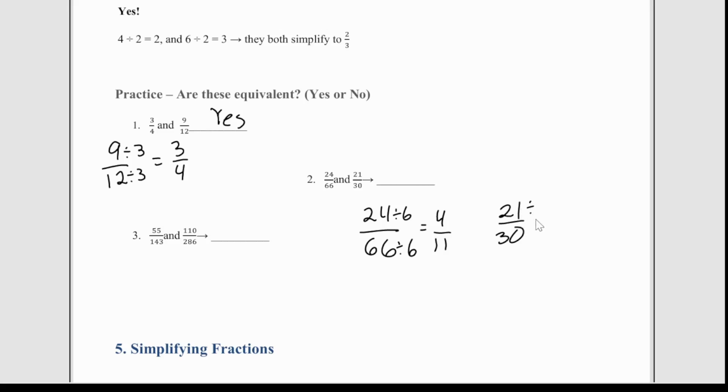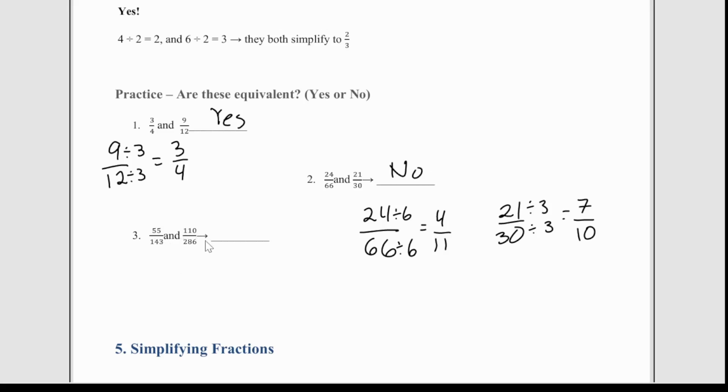For 21/30, I may notice they're both divisible by 3. 21 divided by 3 gets me 7. 30 divided by 3 gets me 10. And now 7 is prime and 11 is prime, so neither of these can be broken down further, and they're not the same thing. So my gut that there was nothing really sticking out, that these could multiply into one another, was kind of correct. These are not equivalent.